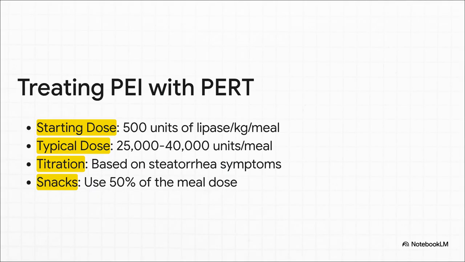Okay, let's talk about that exocrine failure. Pancreatic enzyme replacement therapy, or PERT, is the absolute mainstay. And listen, this slide is super high yield, stuff you will actually use. The starting dose is about 500 lipase units per kilo per meal, a typical dose for an adult, somewhere in the 25,000 to 40,000 unit range. And then you just adjust it up or down based on their symptoms. The key is to make sure they take it with every meal and even with snacks.